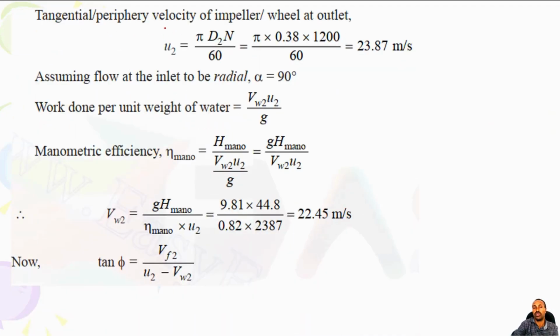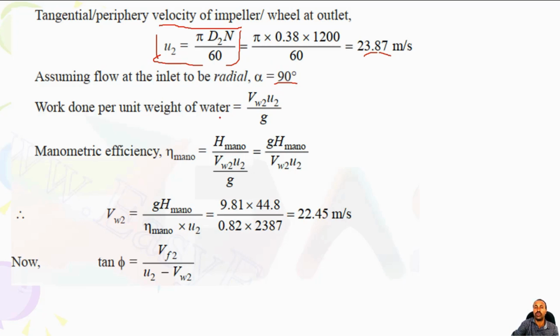The tangential or periphery velocity of the impeller is given by this equation, pi d n. You have to convert the rotational speed into meter per second by this equation, pi d n over 60, then we get 23.87 meter per second, assuming the flow at the inlet to be radial, which is alpha 90 degree. Just at the inlet, it is radial, which is 90 degree. This is our assumption. Otherwise, it may be given an angle.